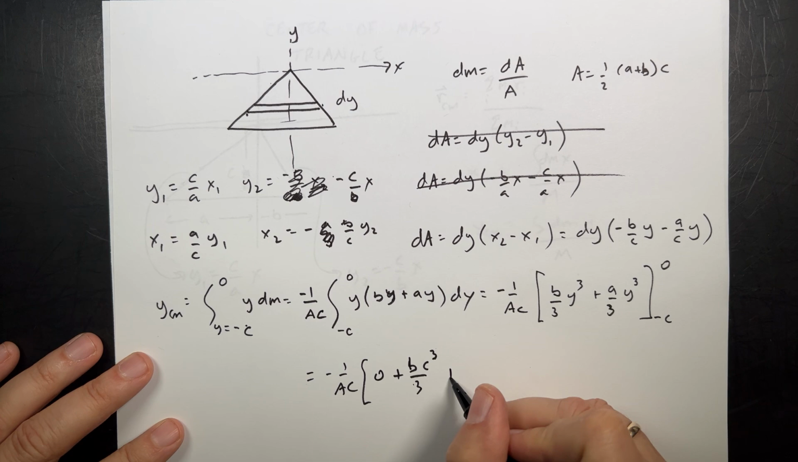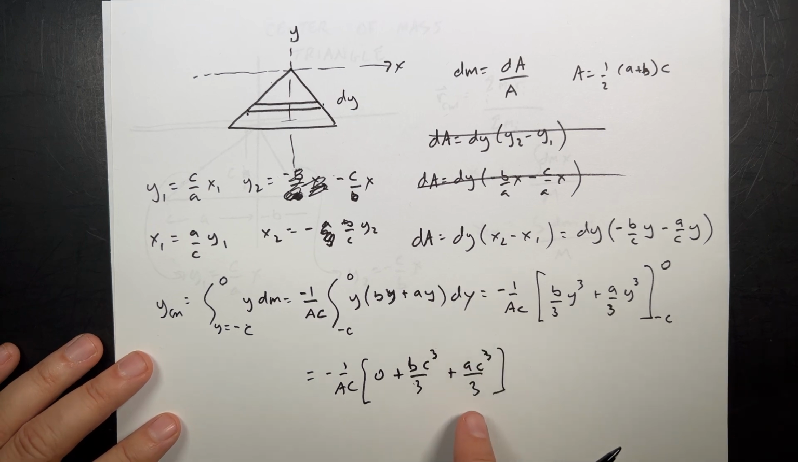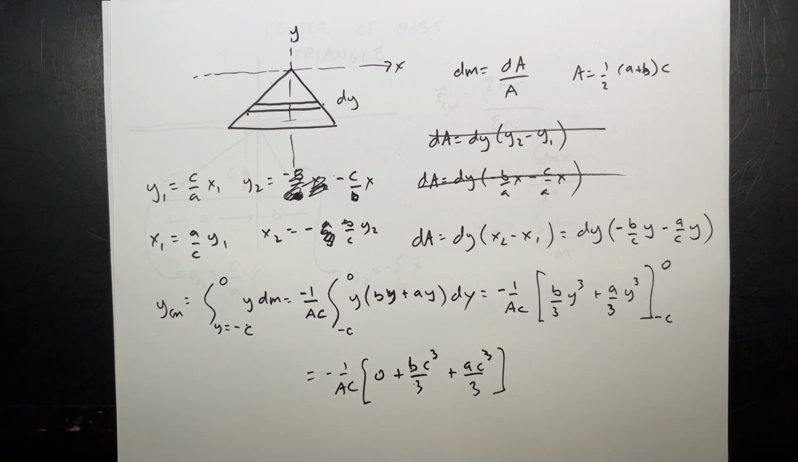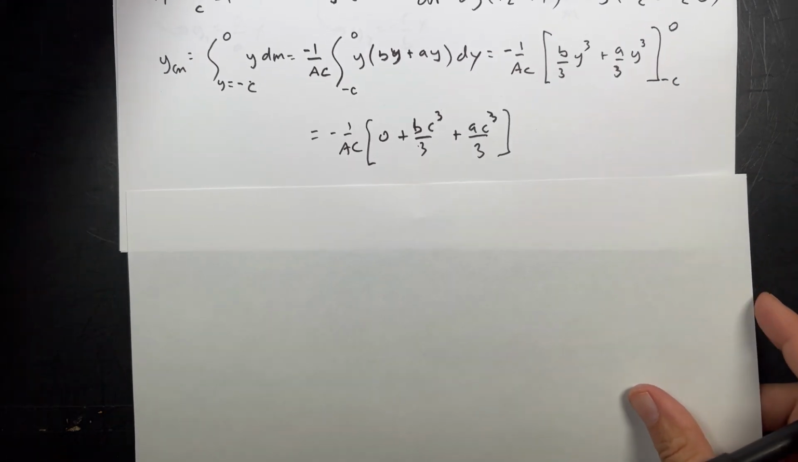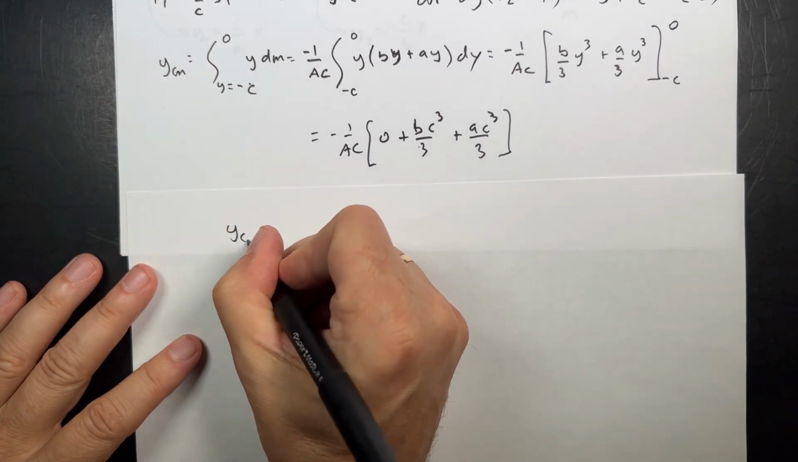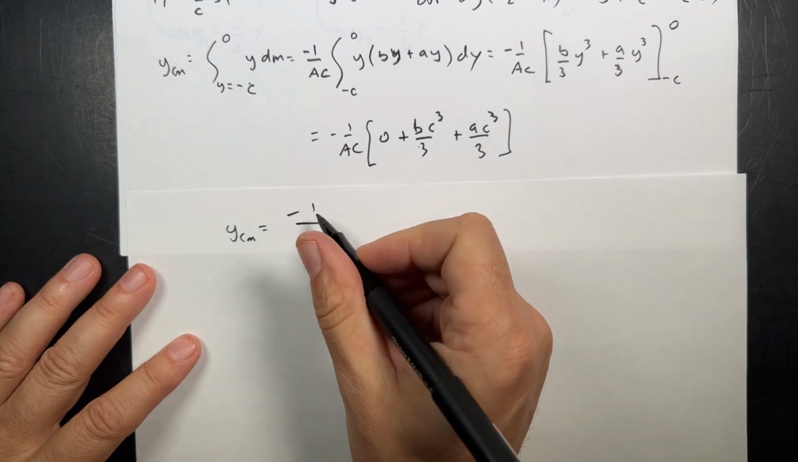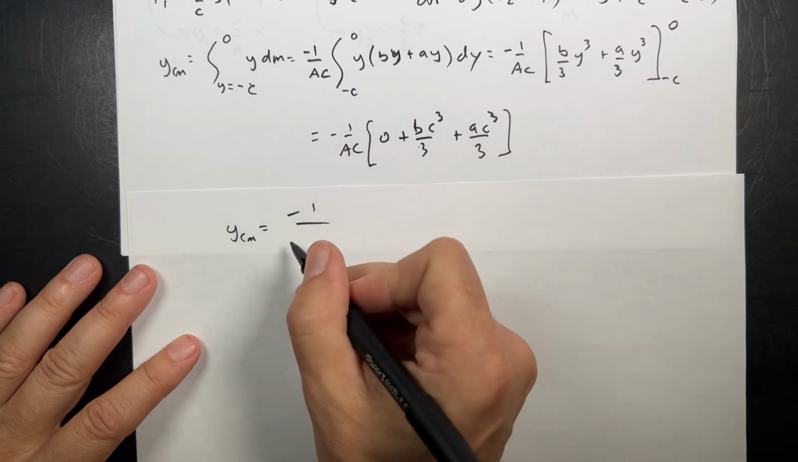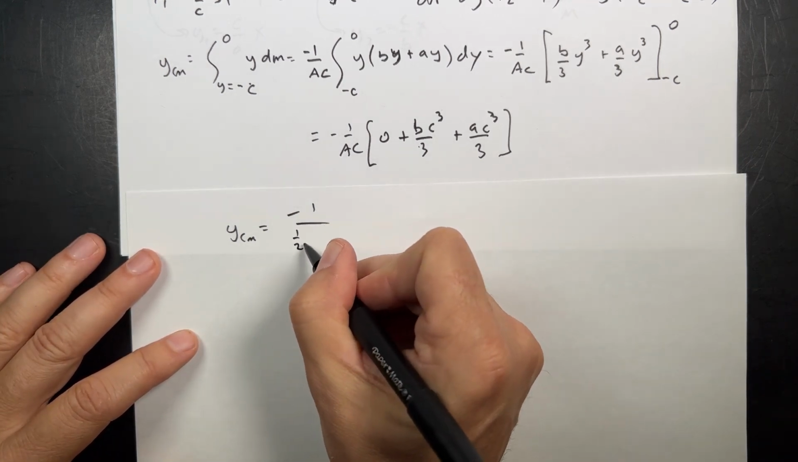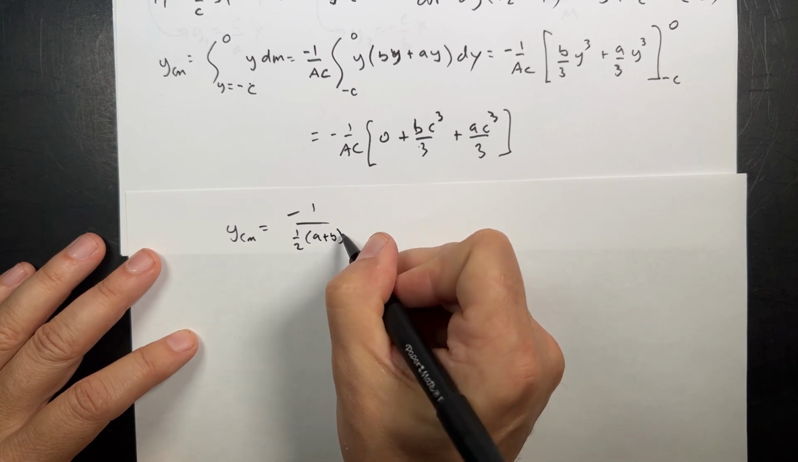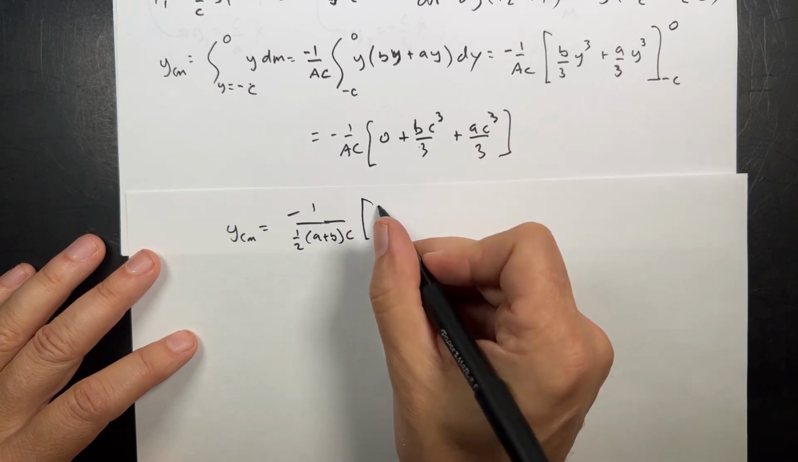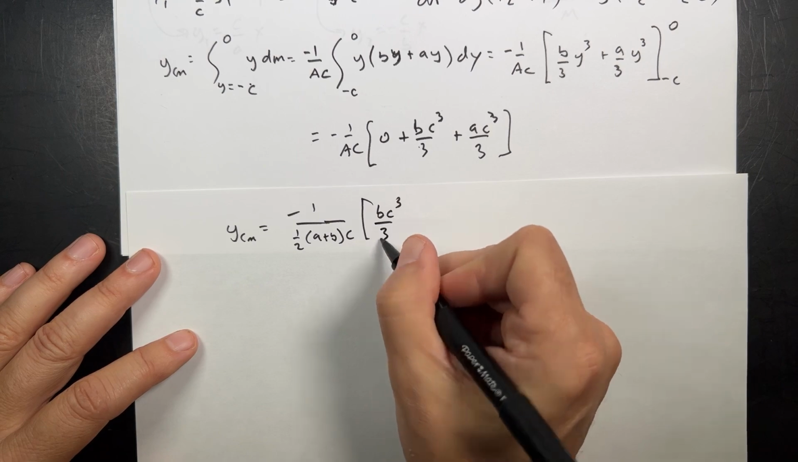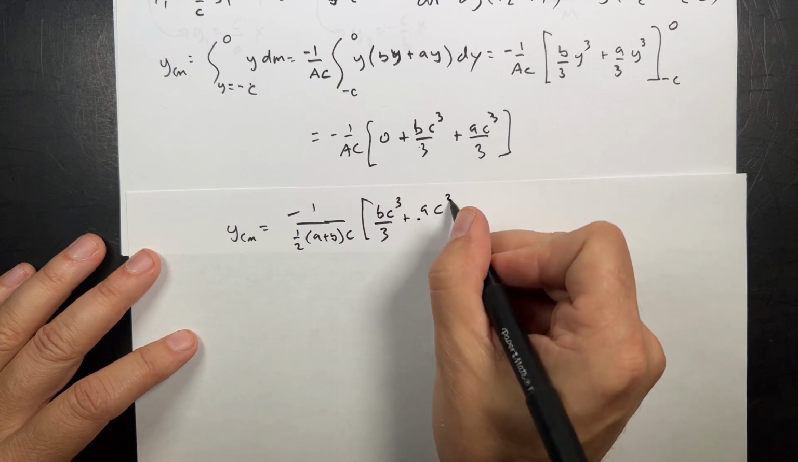Now let's go ahead and put in, my thing froze up, okay. Now let's go ahead and put in our value for a. So I'm going to switch to a new piece of paper. So y-center mass is going to be negative 1 over a, and I have my a value as 1/2, I'll just write it 1/2 a plus b times c, and then I have all that stuff. I have b c cubed over 3 plus a c cubed over 3.